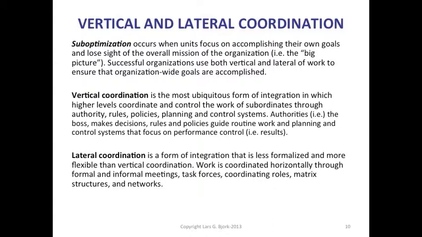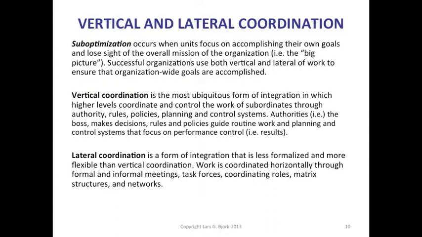Organizations use vertical and lateral coordination to avoid problems such as sub-optimization. Sub-optimization occurs when units focus on accomplishing their own goals and lose sight of the overall mission of the organization. In other words, they lose the big picture. Successful organizations use both vertical and lateral coordination of work to ensure that organization-wide goals are accomplished.